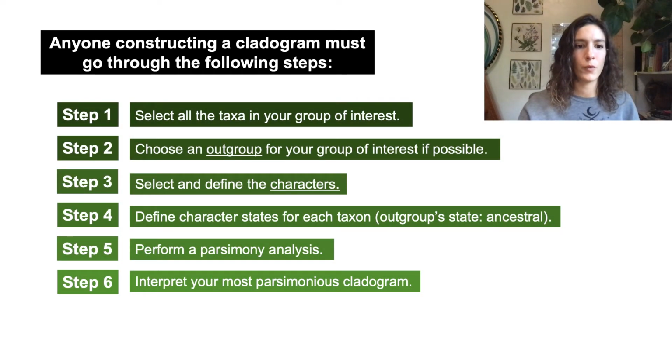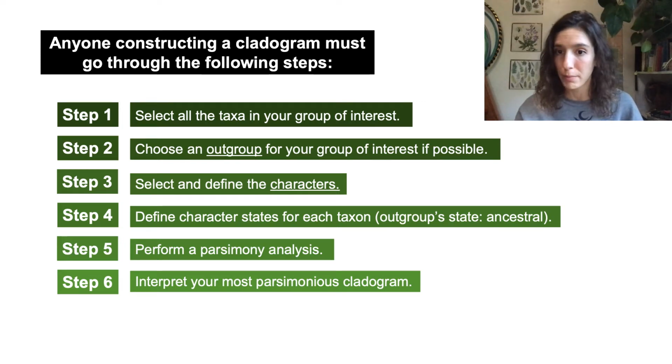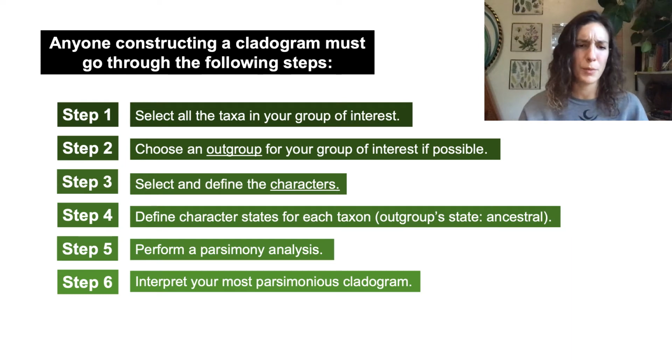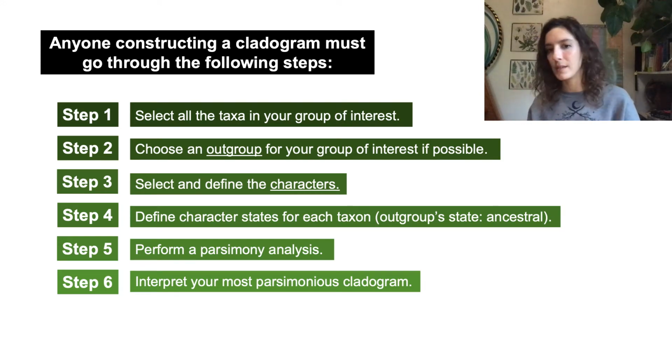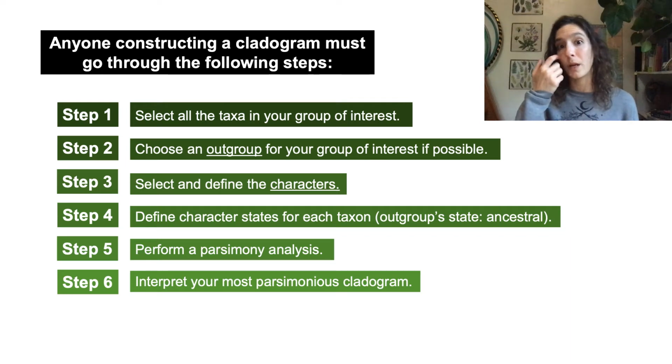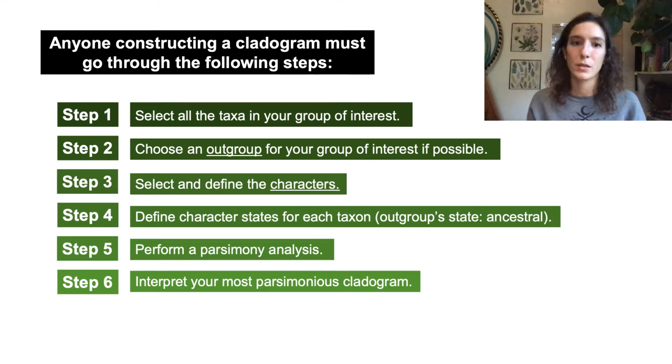Okay, so if we want to build a cladogram, because we have hypotheses about organisms, this is how we do it. We have 6 steps. Anyone constructing a cladogram must go through the following steps. Number 1, select all of the taxa in your group of interest. Okay, the more taxa, the more complex your cladogram will be, by the way. Step 2, choose an outgroup for your group of interest, if possible. This is ideal because it will allow us to polarize the traits and deem them either ancestral or derived, which will be very useful when it comes to making the call on some of these questions that we have about relationships.